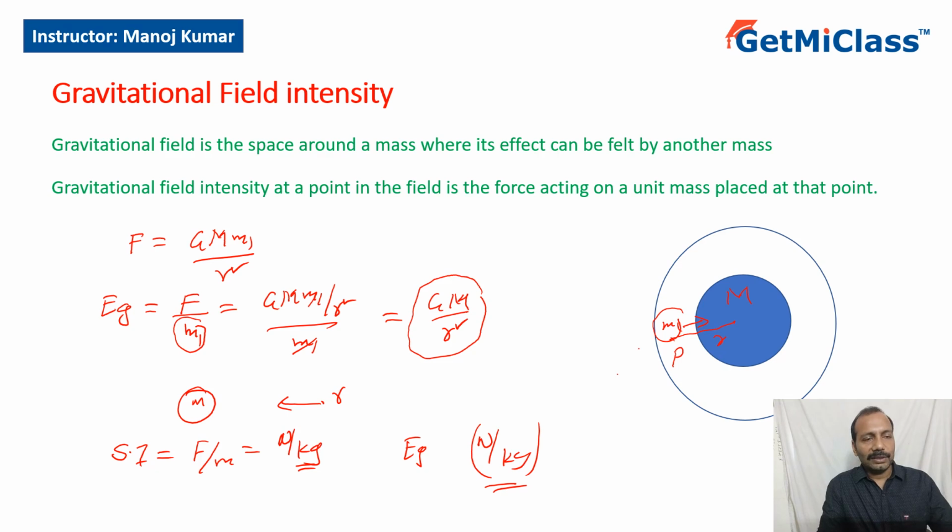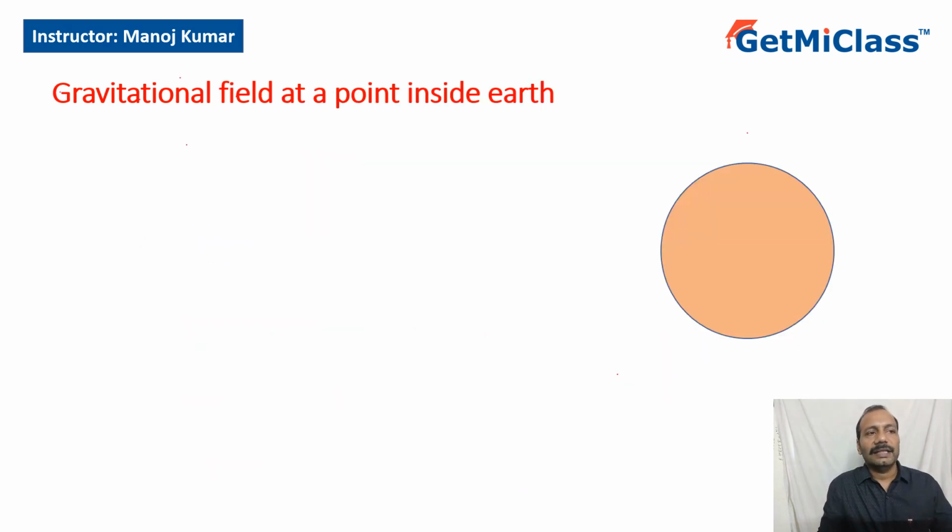That is about gravitational field and gravitational field intensity. Now let's find out what is gravitational field at a point inside the surface of Earth. Let's say I want to find gravitational field at a distance x inside the surface of Earth. So this would be the portion which would be enclosed by this. So only this mass will create a gravitational field here.